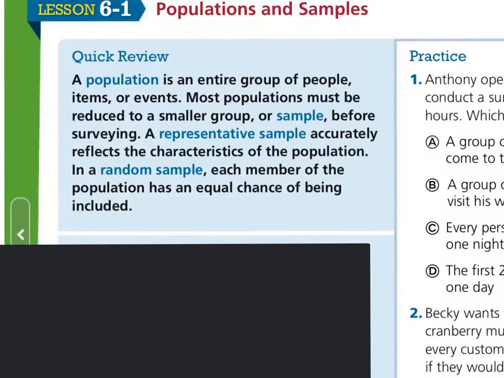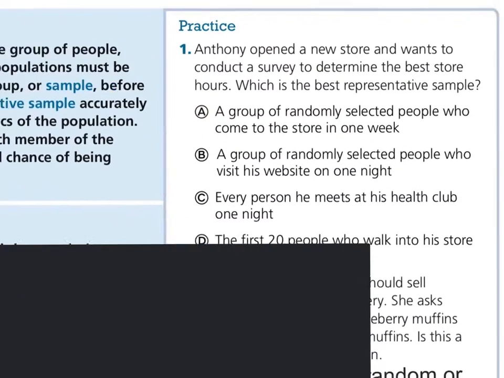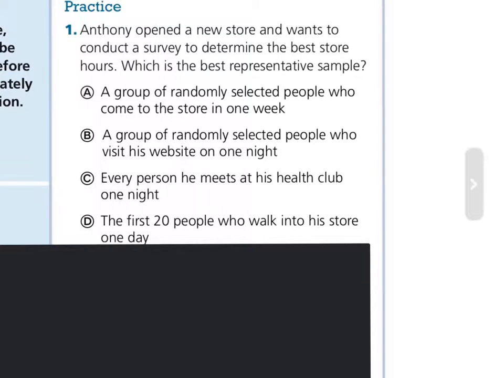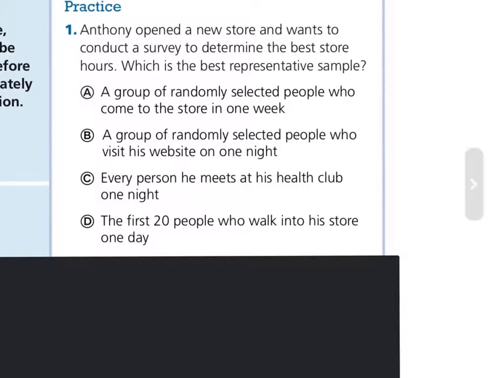So if we look at number 1, Anthony opened a new store and wants to conduct a survey to determine the best store hours. Which is the best representative sample? A group of randomly selected people who come to the store in 1 week, a group of randomly selected people who visit his website on one night, every person he meets at his health club one night, or the first 20 people who walk into his store one day.